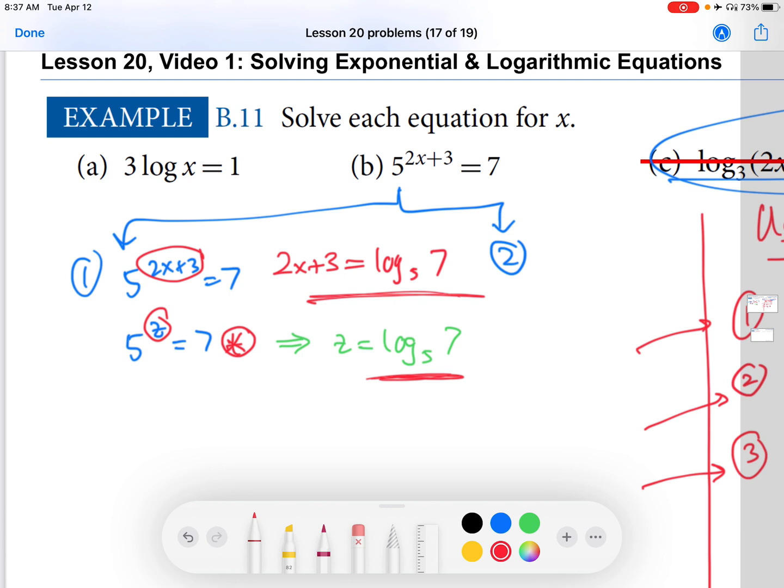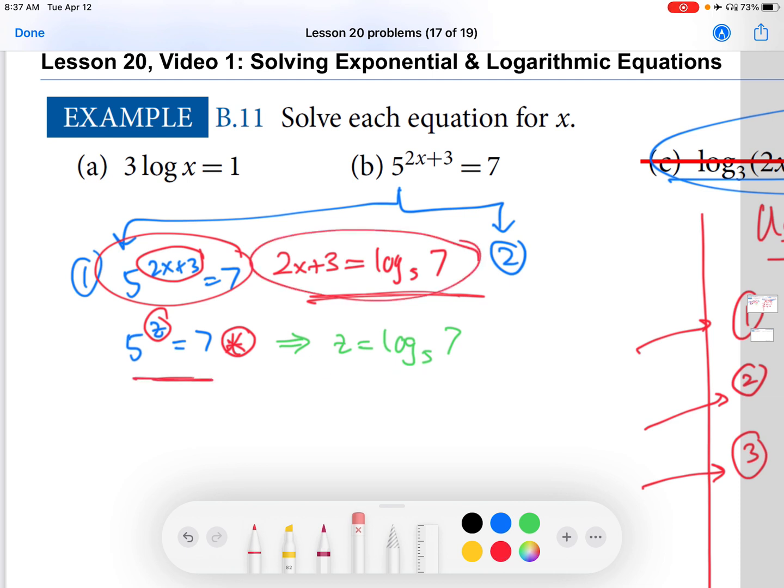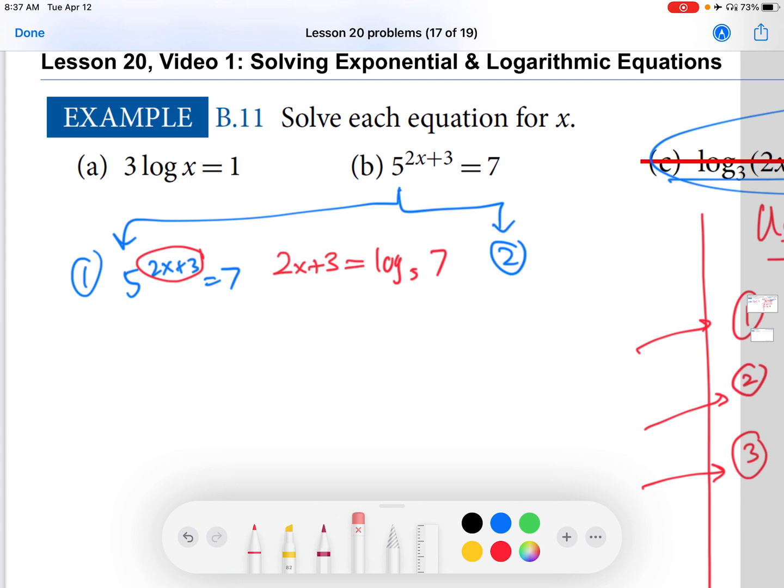And as you go on in your practicing of these skills, you will be able to go from here to here without having to do this intermediate step, or you won't potentially get confused by changing the letters for the exponent. Okay, so now that we have that nice result, this becomes an algebraic equation. Looks a little weird, but log base 5 of 7 is just a number, right? So that might as well be like, I don't know, 17. And you might as well be solving 2x plus 3 equals 17.